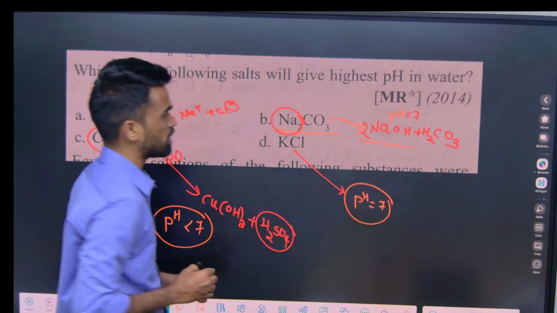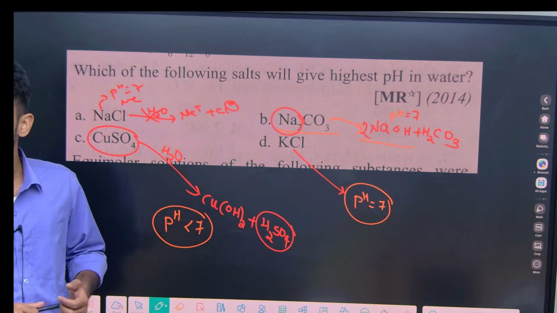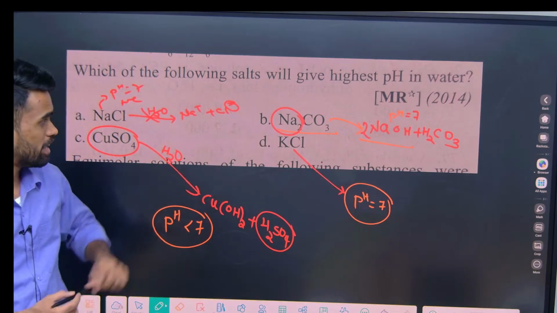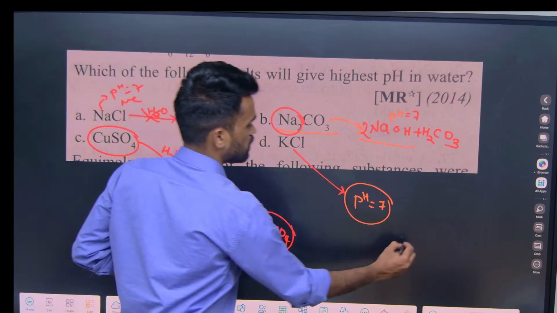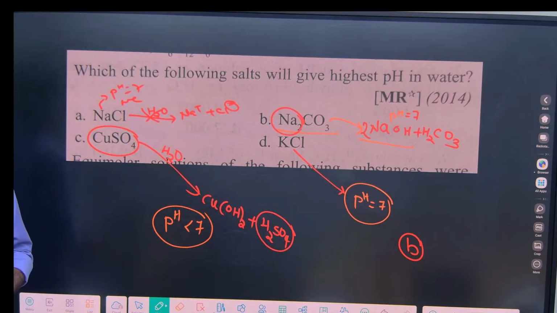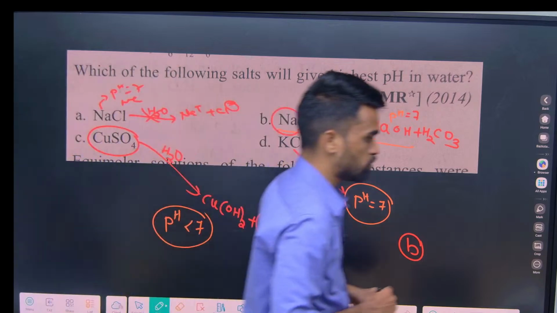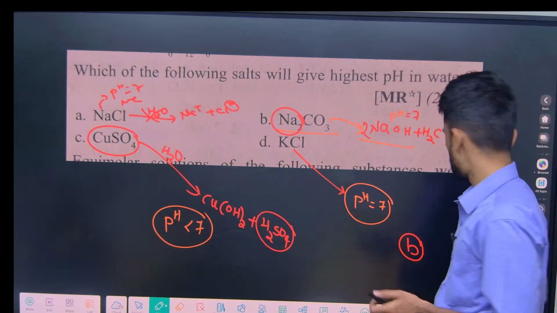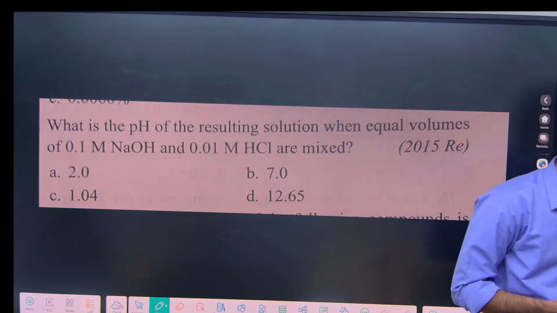So what will be the perfect answer where you see the highest value? Na2CO3. The highest one is for Na2CO3, B. And the least one is for which one? pH is the least for which one? C, copper sulfate solution. Like this you can go for the answers. Okay, right. Let's move forward. Tell me for this.